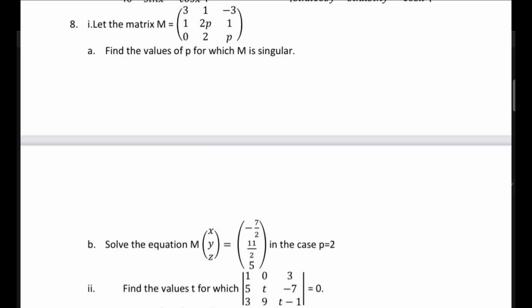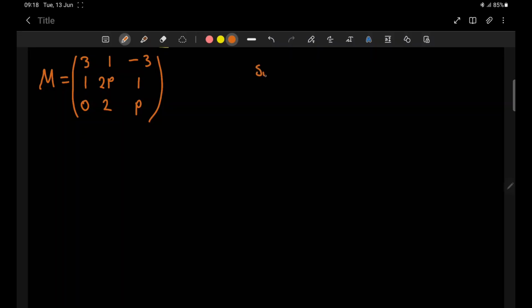So our next question, we're being asked to find the value of P for which this matrix M is singular. If a matrix is singular, you should know that the determinant of that matrix should be equal to 0. So we're going to find the determinant of this matrix and then set it equal to 0. Then we can find the value for P.